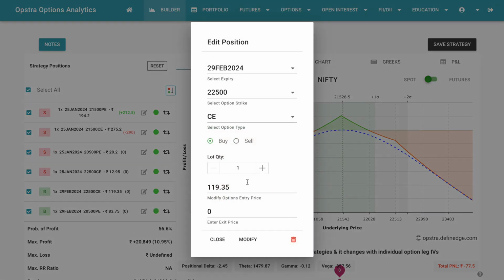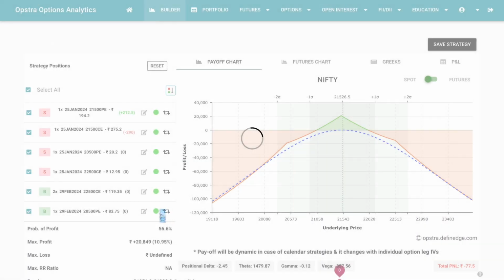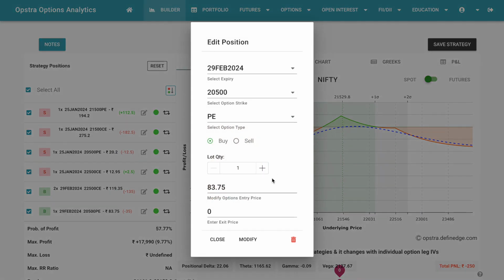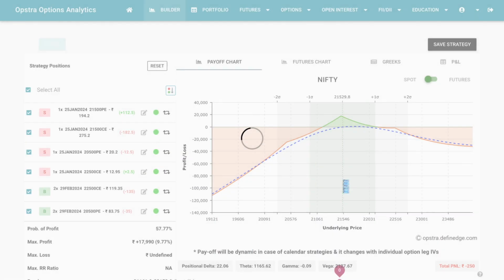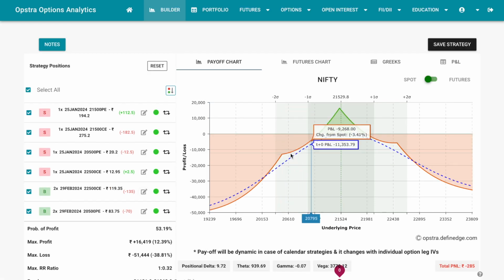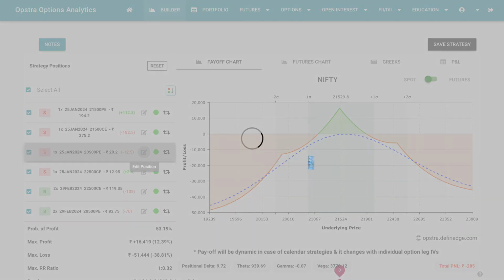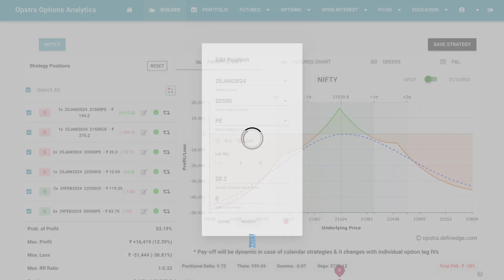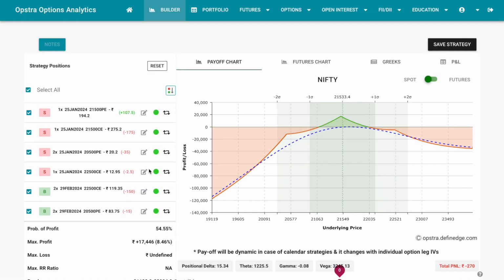So what you can do is you can do the same thing over here. You go ahead and buy this one more lot. Okay, and then you just go ahead and buy this one more lot. So this is how the strategy looks, and it's trying to reduce the profits in the center, but we'll increase this lot as well. We'll make this two lots, and let's see how this impacts, and we make this two lots as well.